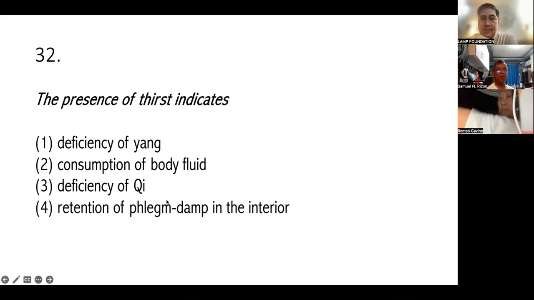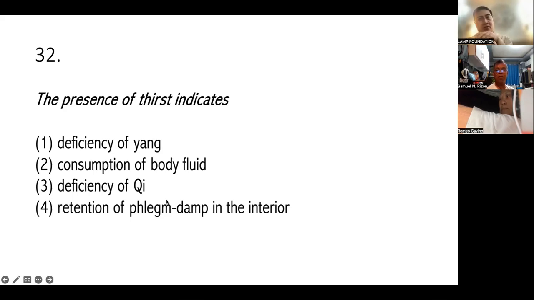The presence of thirst indicates letter C, yung consumption of body fluid, tsaka itong retention of phlegm dump in interior. Ayan po, indicate po na nagte-thirst po siya. Kasi kung pag deficiency of yang, so yung nagmamanifesto yung yin, hindi siya factor thirsty, wala yung siyang consumption.